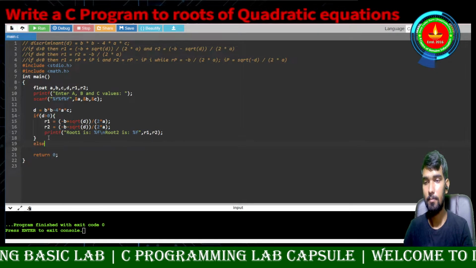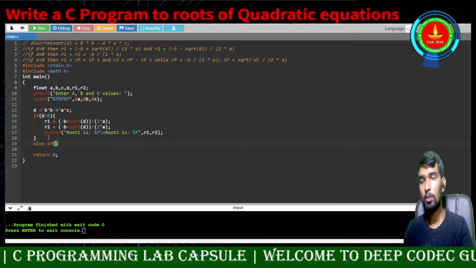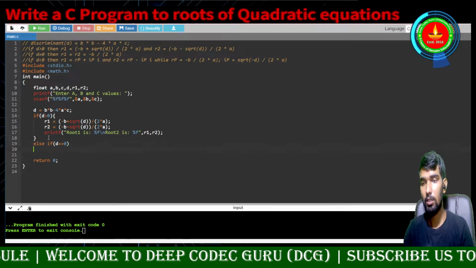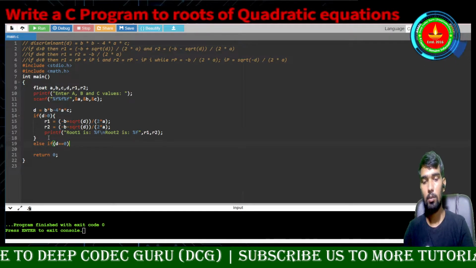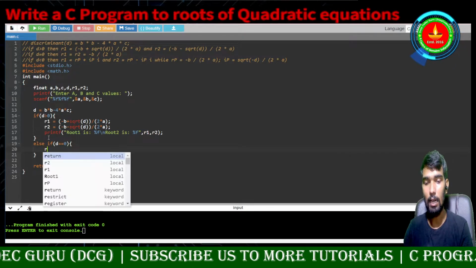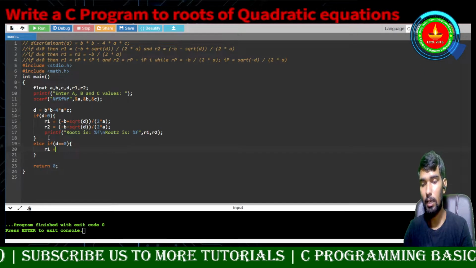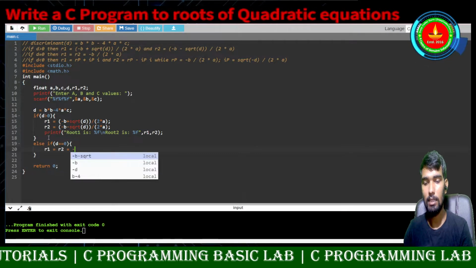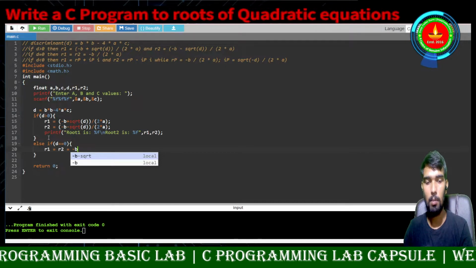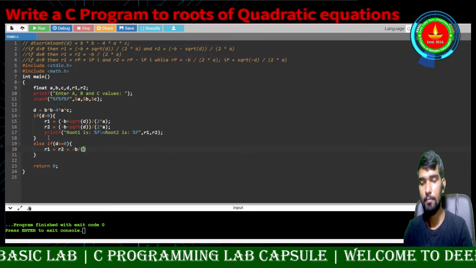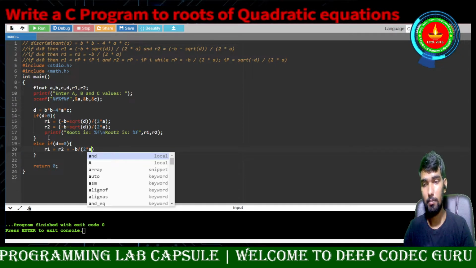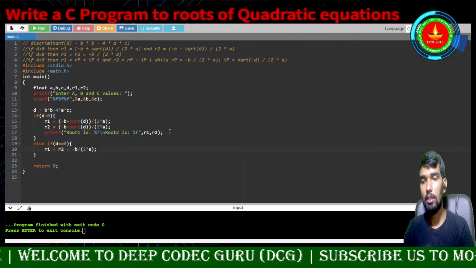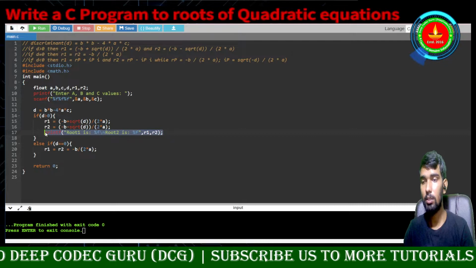Else if, which condition will be there? If d equal to 0, if determinant is 0, then what will be the root value? So both roots will be equal. R1 equal to R2, and that value will be minus b by 2a. So both roots will be the same. Okay. So here we will use the same thing to print it out.